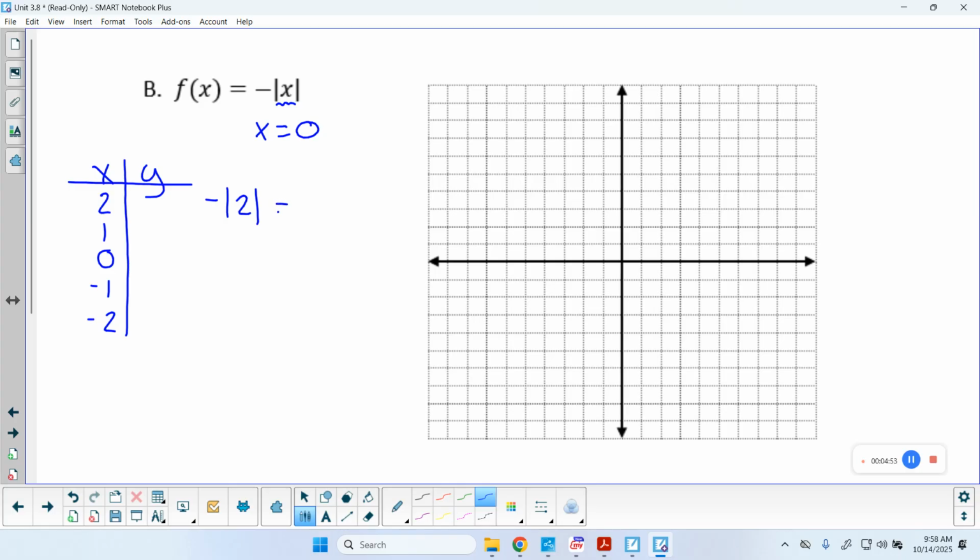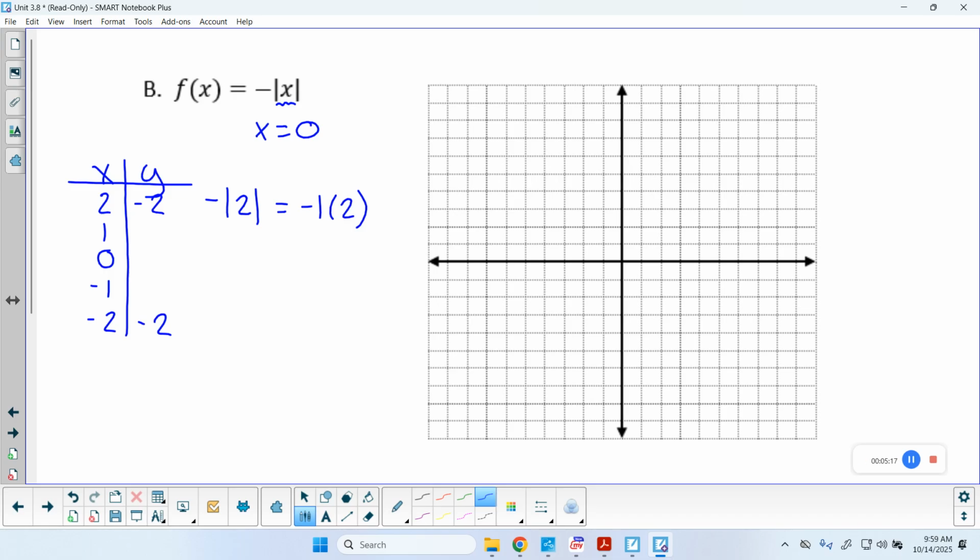Now that negative in front is really a -1. Absolute value of 2 is 2, and you multiply the 2 together. So -1 times 2 is -2. Now remember, because the y values are symmetric, if 2 is -2, it means -2 will also be -2 because they have to be the same.